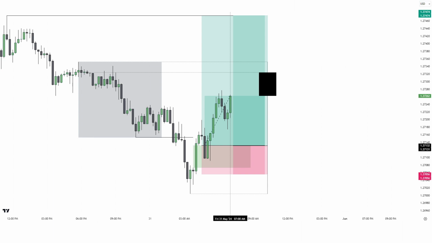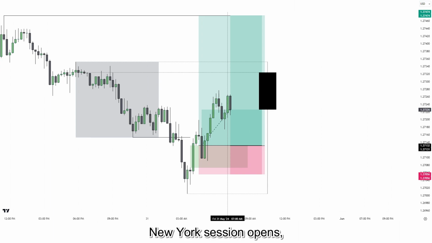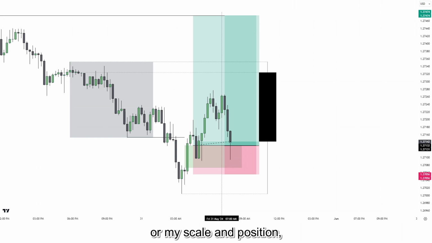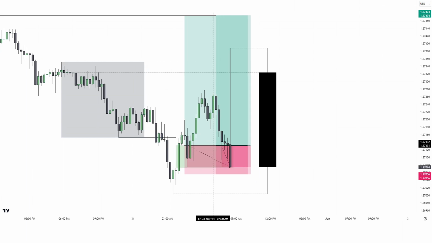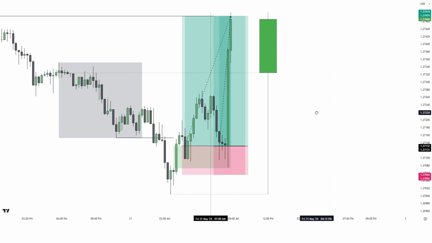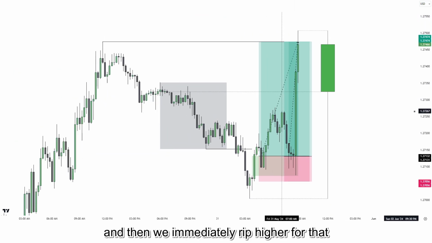Let's see what happens. New York session opens. We come down into that fair value gap level for my scale in position. We get a massive displacement candlestick higher. And then we immediately rip higher for that take profit.